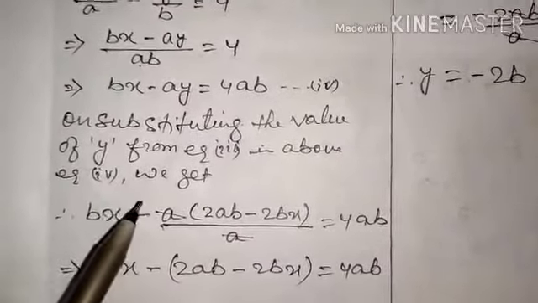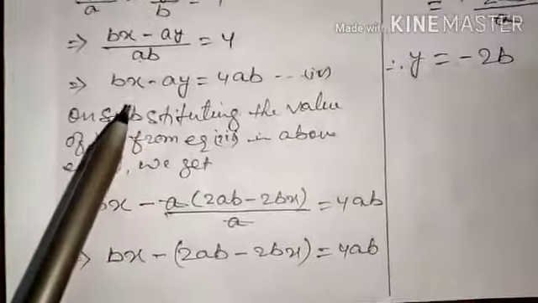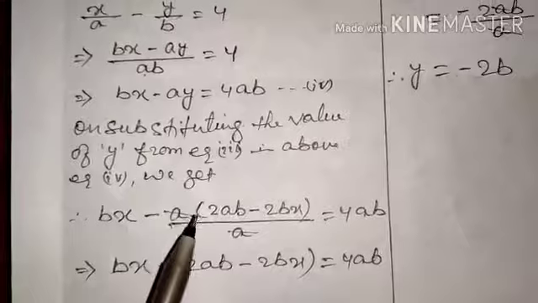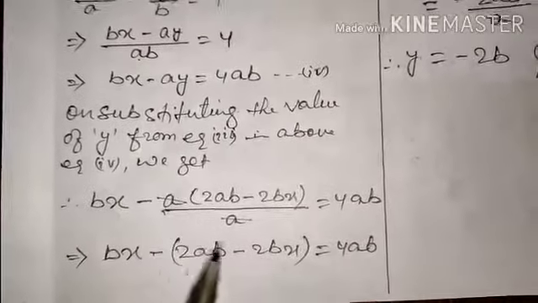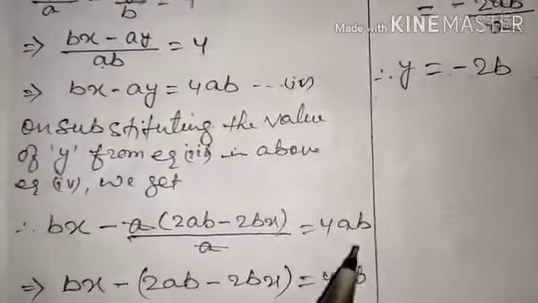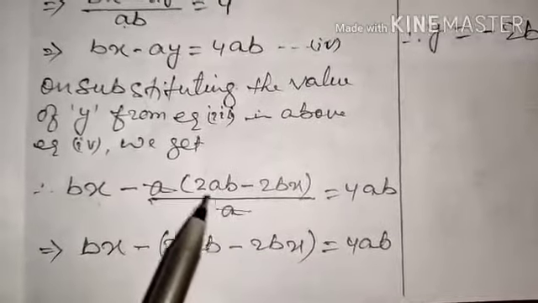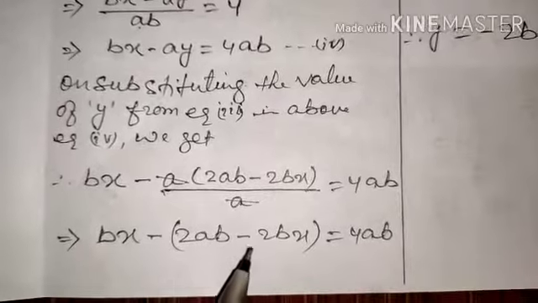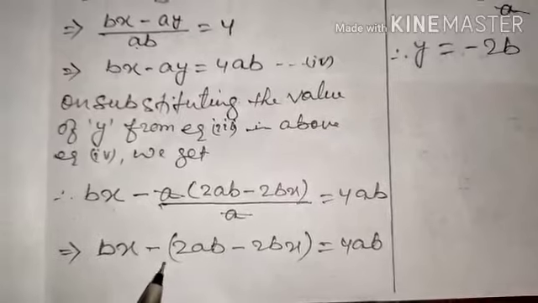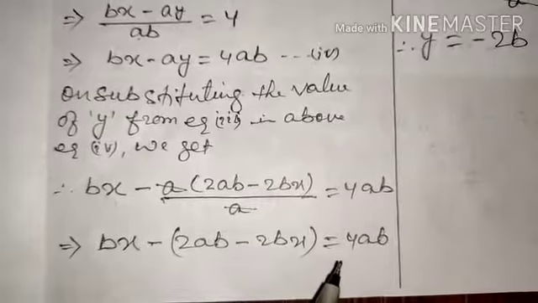On substituting the value of y, okay, I did that. Therefore bx minus, in place of a, the a will also be there, and in place of y we have substituted the value of y, is equal to 4ab. Now continuing with this, a will get cancelled with a, so we are left with minus 2ab minus 2bx. For the sake of you people, I'm not removing this minus directly, otherwise some of you may get confused. So bx minus, under bracket, 2ab minus 2bx is equal to 4ab.